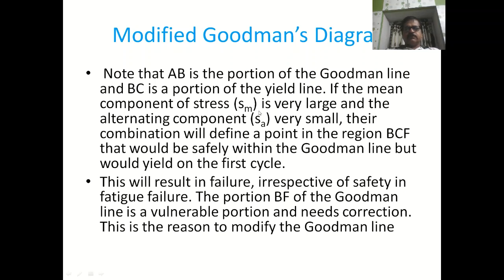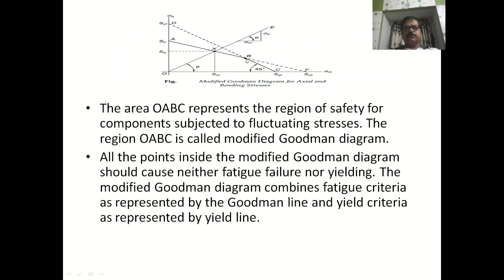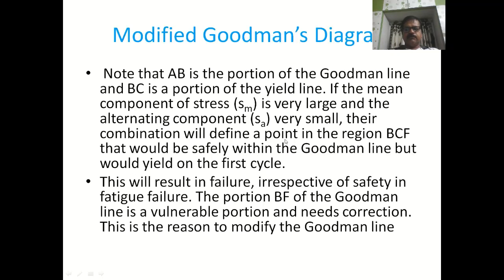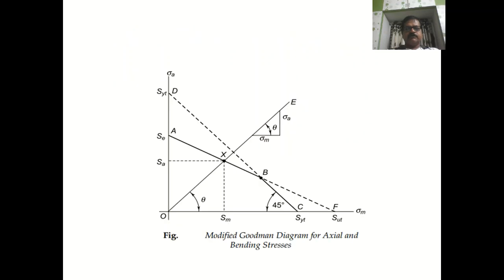When the mean stress is very large and the alternating or variable component is very small, and the point is in the region BCF, that would be safely within the Goodman's line but would yield on the first cycle itself. This will result in failure irrespective of safety in fatigue failure. The portion BF of the Goodman's line is the vulnerable portion and needs correction. So this B to F is vulnerable and we need correction. This is the reason to modify the Goodman's line.